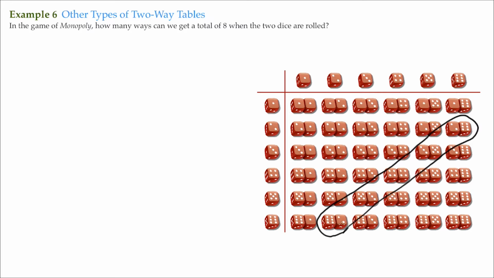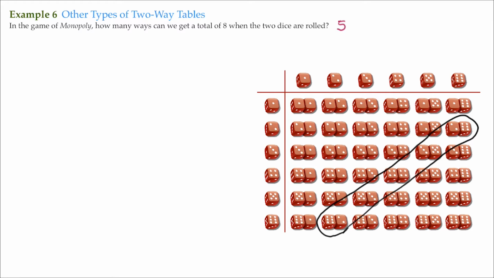We got a 6 and a 2, 5 and a 3, 4 and a 4, 3 and a 5, and a 2 and a 6. So the number of outcomes to get a total of 8 when two dice are rolled, there's 1, 2, 3, 4, and 5. So there's 5 possible outcomes to get a total of 8 when you roll a pair of dice.